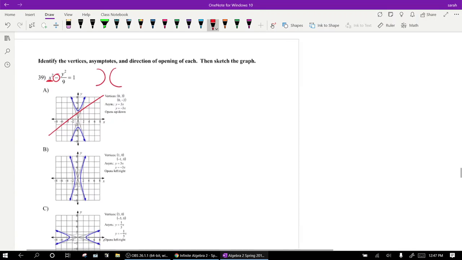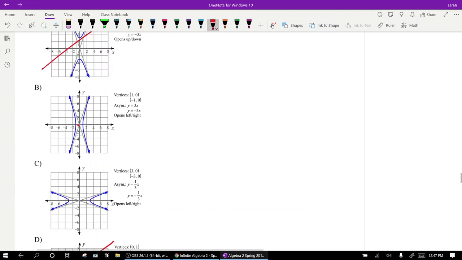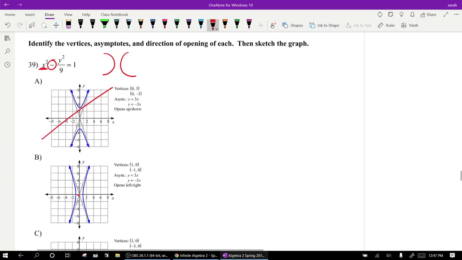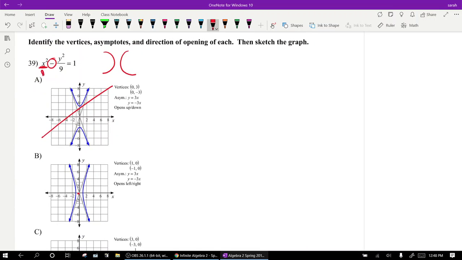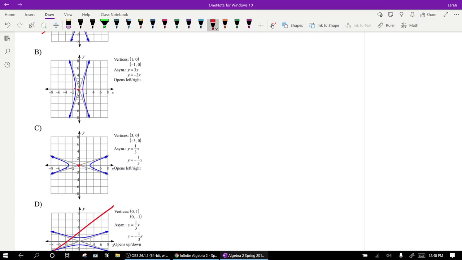Now my center point is at 0, 0. That's pretty easy. This one is at 0, 0. They're both at 0, 0. So let's take a look. In the X direction, I'm going to go square root of 1, which is 1. So I'm going to go here and here. And on the other one, look, I went all the way out to 3 on C. So it can't possibly be C.